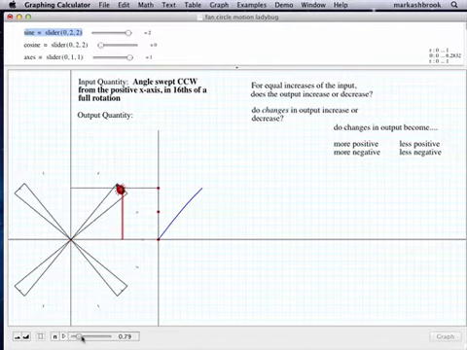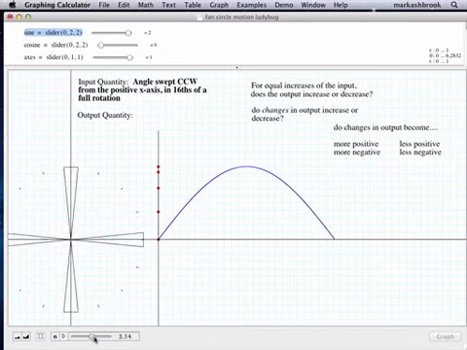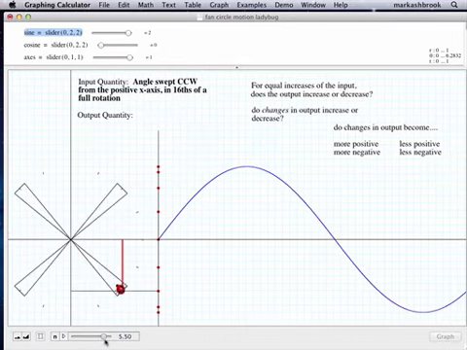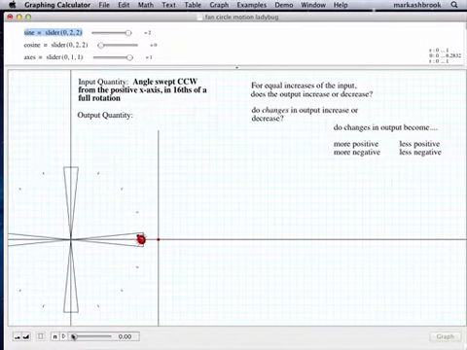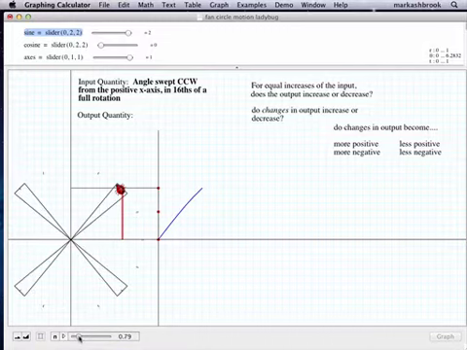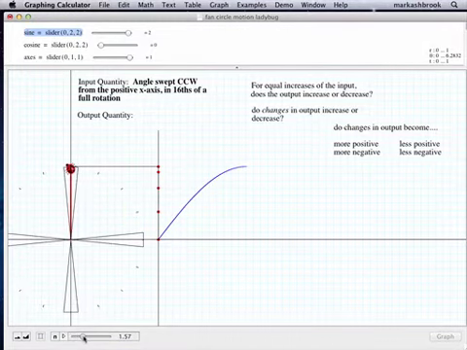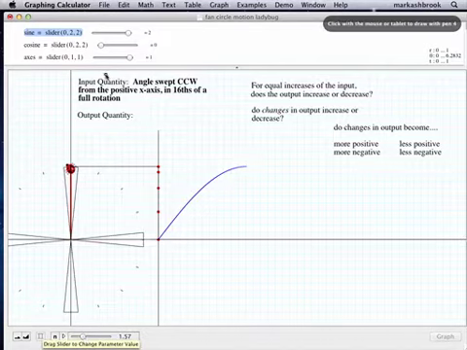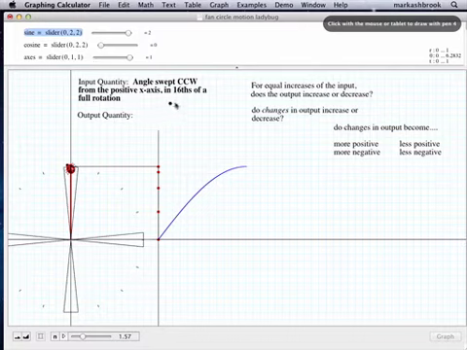So what quantity do we consider the input here? Not quite. Yeah, we were looking at angle, right? We were looking at angle as the input, and I've got that right here. So I hope this works better than last time. Okay, so here's what we got for input. The angle swept counterclockwise from the 3 o'clock position. That was our input quantity.